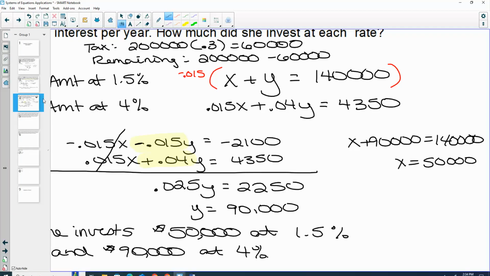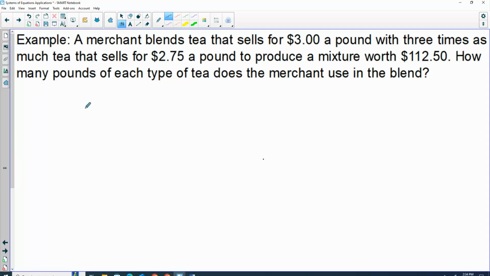I want you guys to, I'm going to skip to this one, so skip the next one, go to this one. I want you to read it and see if you can set it up and write your two equations. That sells for $3 a pound, with 3 times as much tea that sells for $2.75 a pound, to produce a mixture worth $112.50. How many pounds of each type of tea does the merchant use? So what are my variables? And what do they represent?